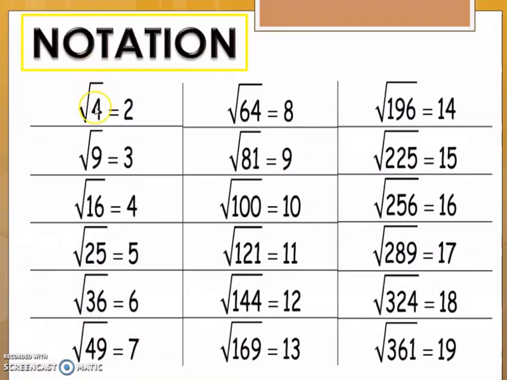So this symbol, and below that you will write the number. So the square root of 4 is 2. The square root of 9 is 3. The square root of 16 is 4. And so on.